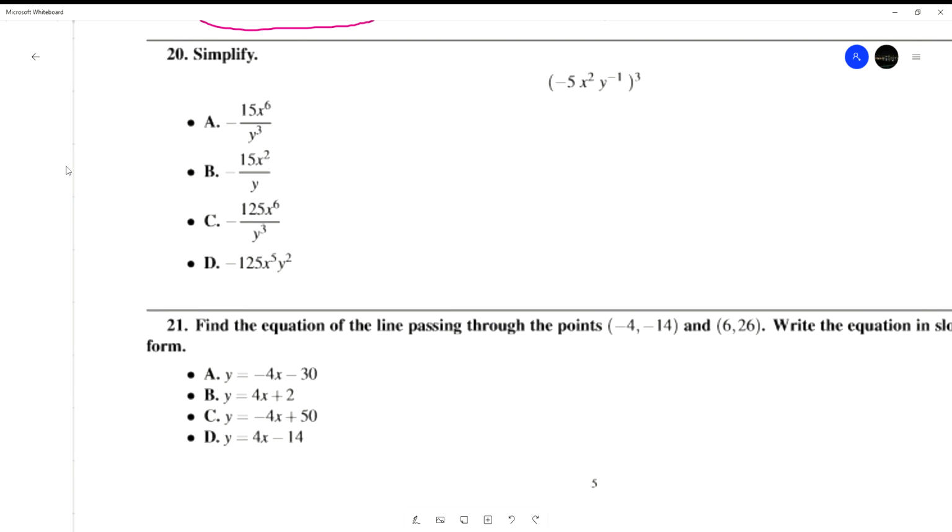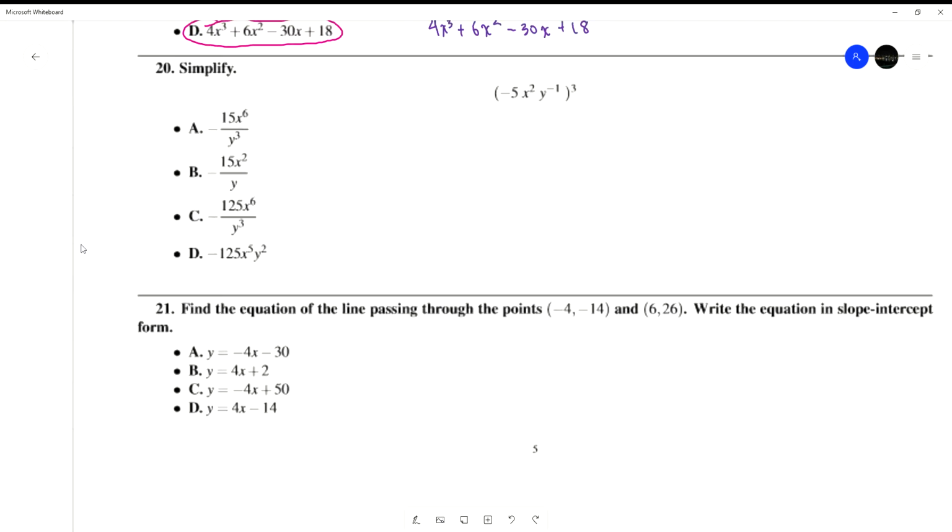All right, number 20. Simplify. So we have the power rule of exponents here, right? Inside the parentheses, there's nothing to really simplify just yet until we remove the parentheses. So now we have negative 5 to the third, x squared to the third, y to the negative first to the third. That's what the power rule is, right?